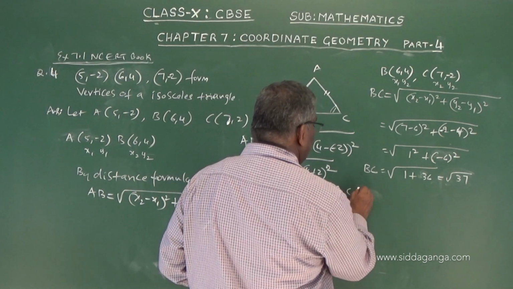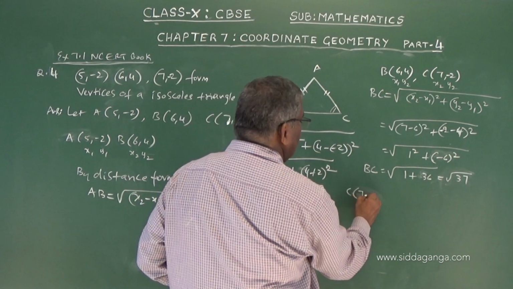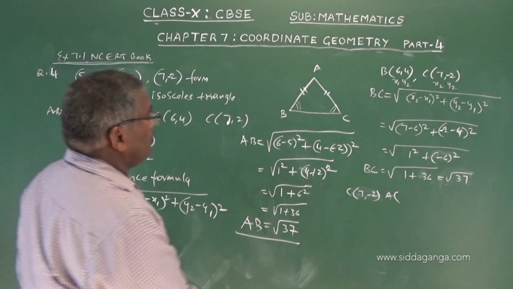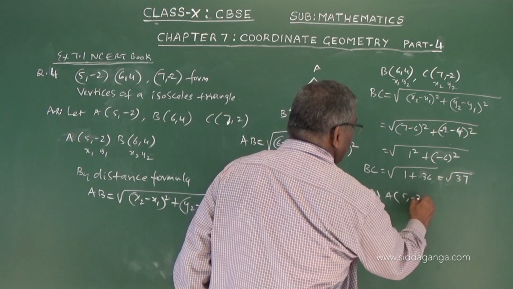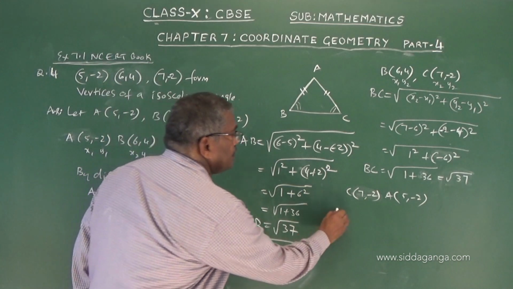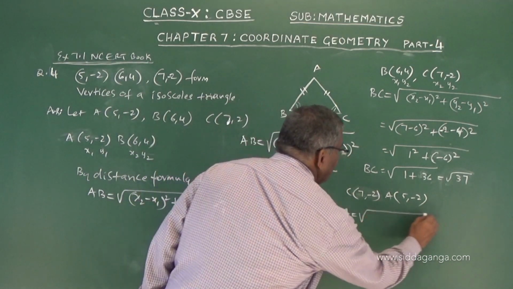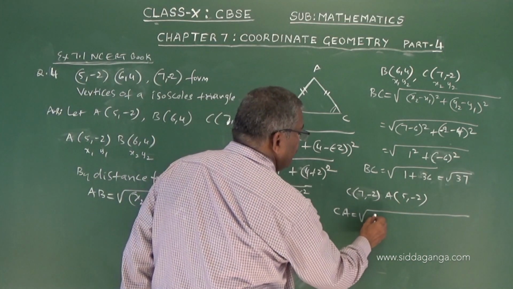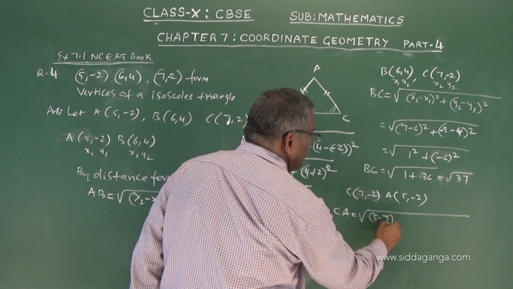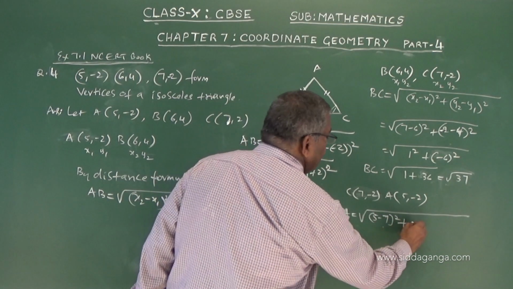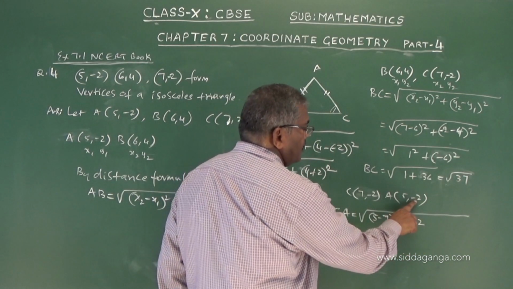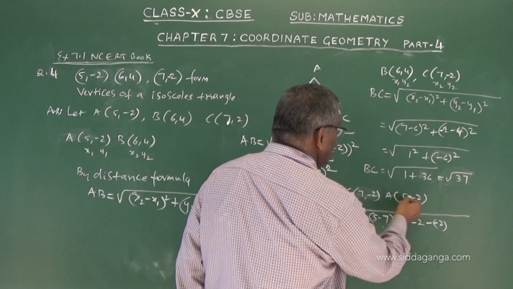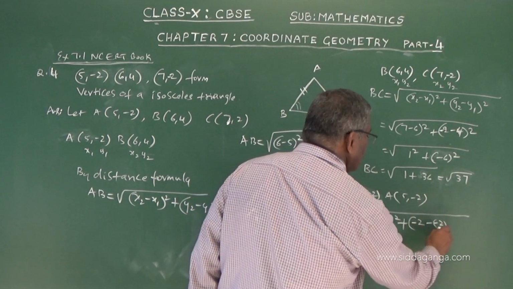To prove that, we have to find CA. To find CA, you take point C, which is 7, minus 2, and A is 5, minus 2. Find CA. CA equals square root of x2 minus x1. x2 is 5, 5 minus 7 whole square, plus minus 2. Observe here, this is minus 2, minus of minus 2. Minus 2 minus of minus 2, this whole square.